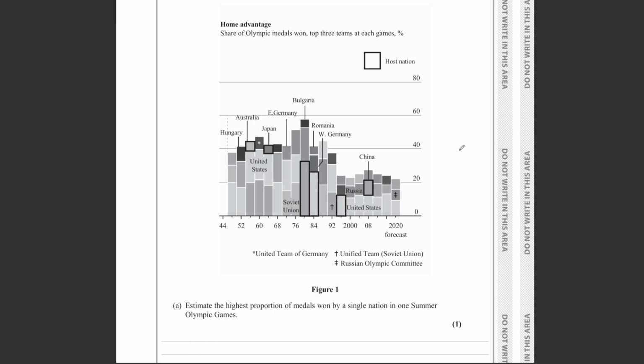Question 2a, we need to estimate the highest proportion of medals won by a single nation. So we need to find out what's behind that bar. And it looks like it's approximately 32%.